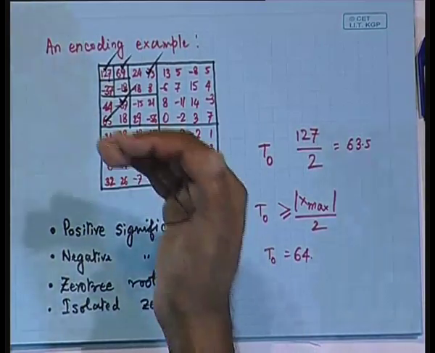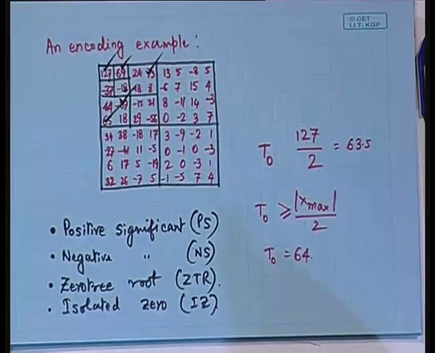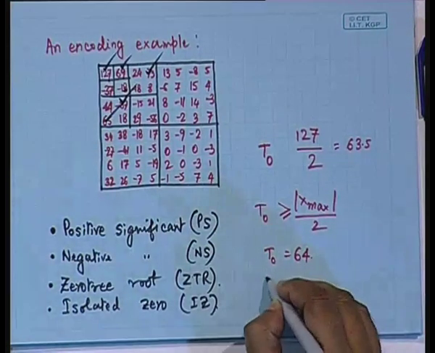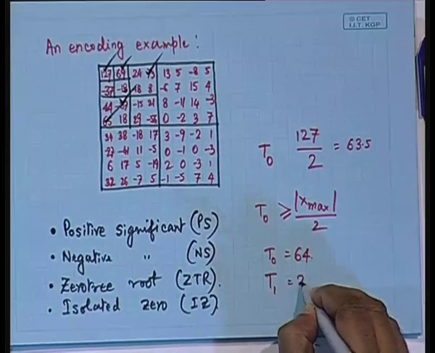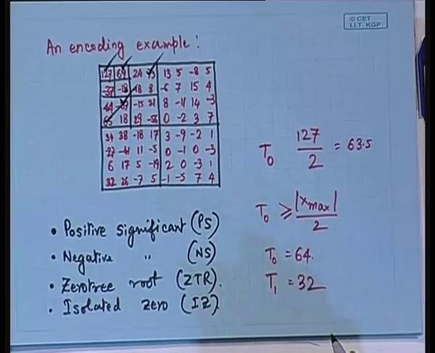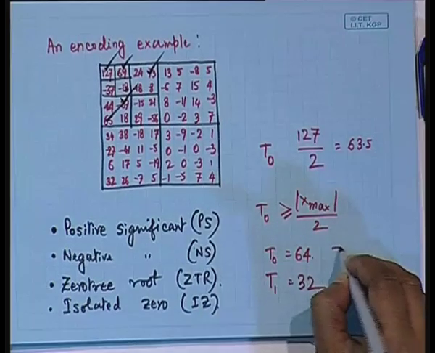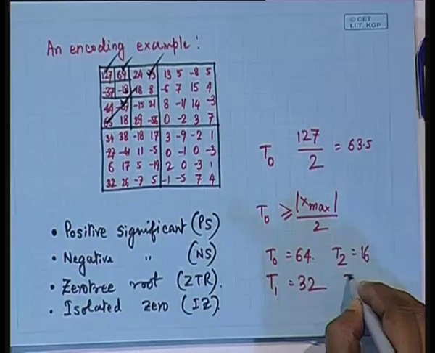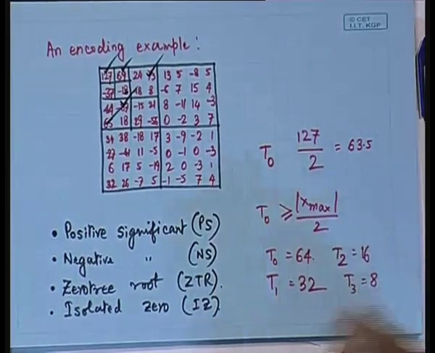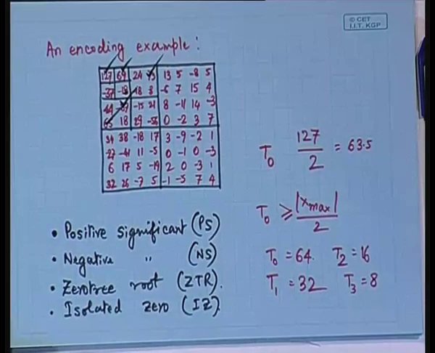Now, when the first pass is completed, then in the next pass we are going to make the threshold, let us call it as T1, which should be 64 by 2 or rather 32. Next step, it will be further halved. So, T2 would be 16. Next step, it would be T3 is equal to 8 and so on.